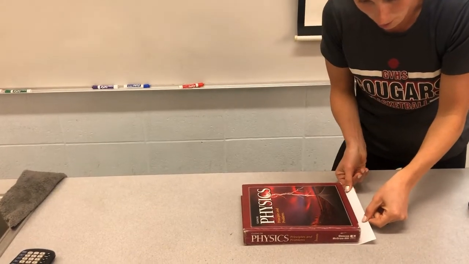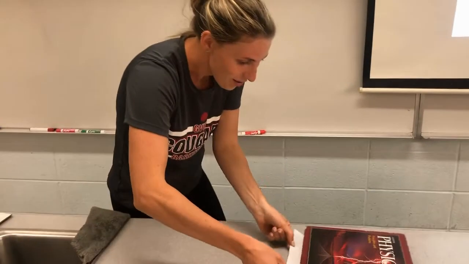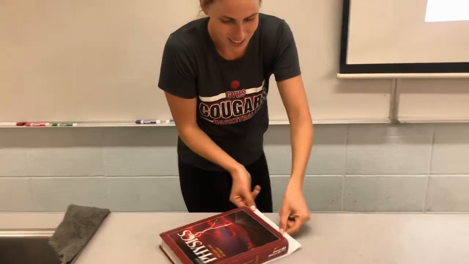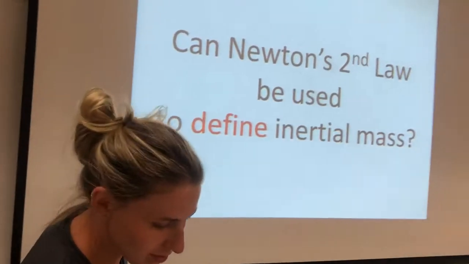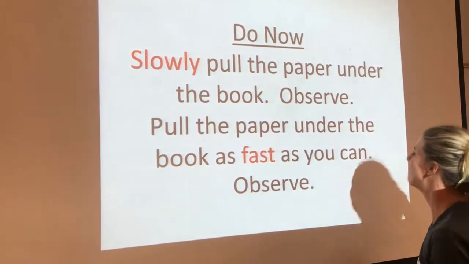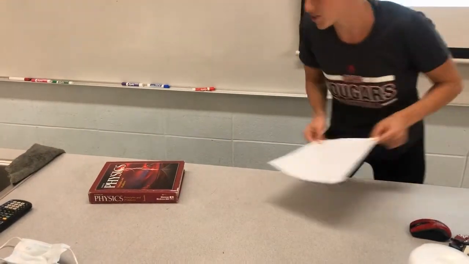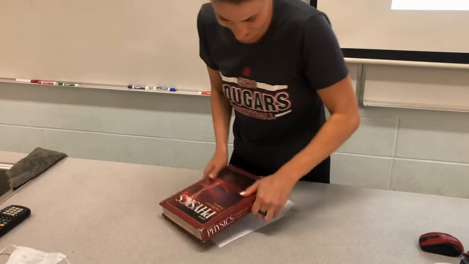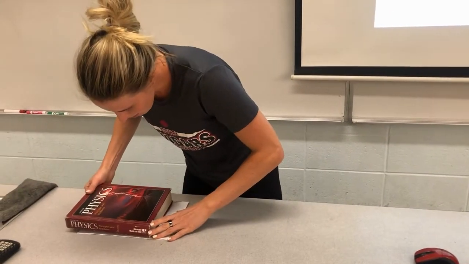Ooh. Book move. How you make book move? Okay, step 2. Pull the paper under the book as fast as you can. Observe. As fast as I can. Wow! Okay, let's try that one more time. That was cool. That was good, huh? As fast as I can.